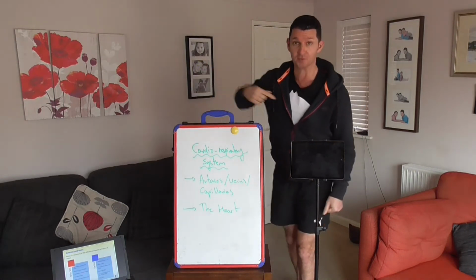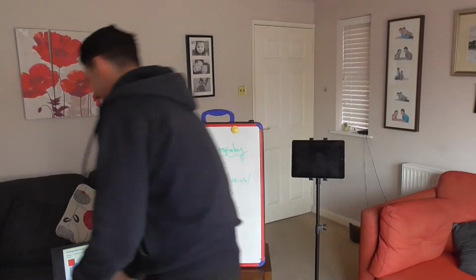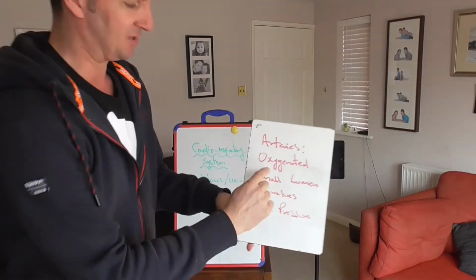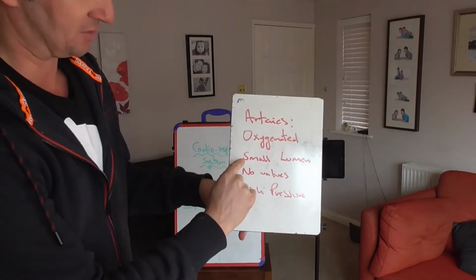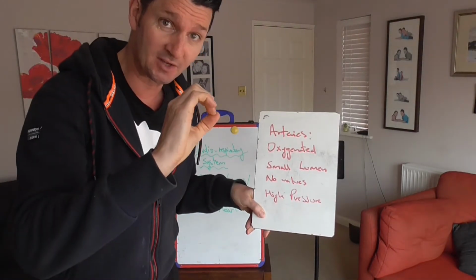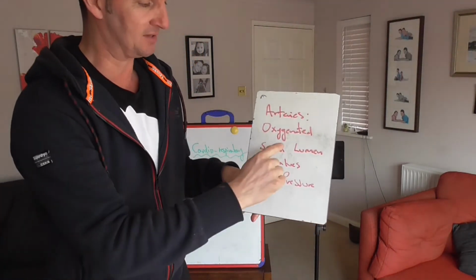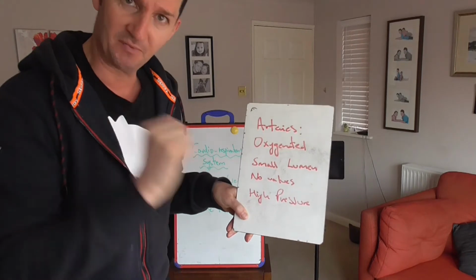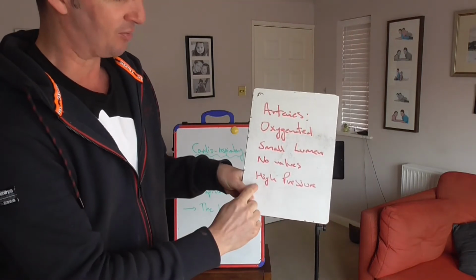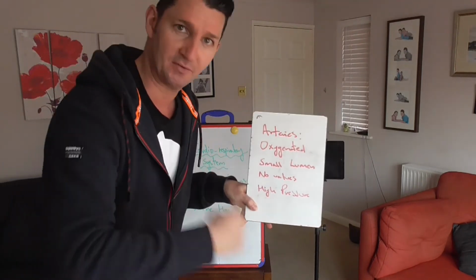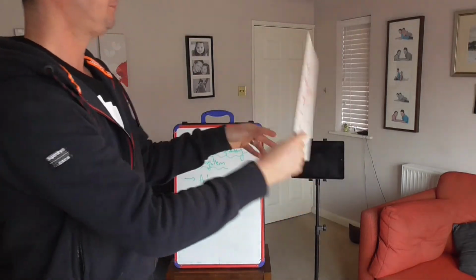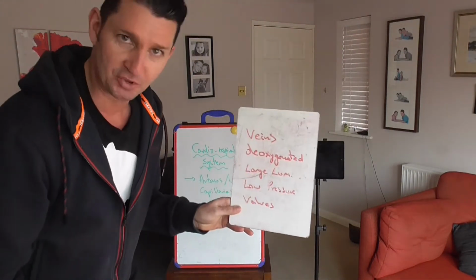Okay, let's start off with arteries. So arteries carry oxygenated blood around the body. They've got a small lumen, which is the hollow bit inside the blood vessel, which means that blood has to be forced through really fast under high pressure, and there are no valves, so everything goes in one direction. Veins carry deoxygenated blood.